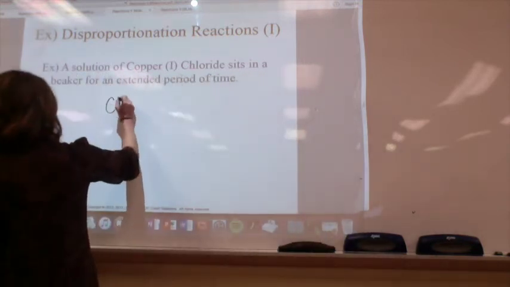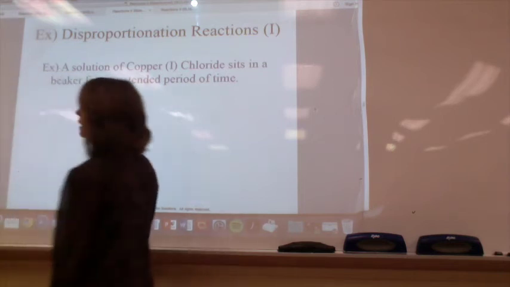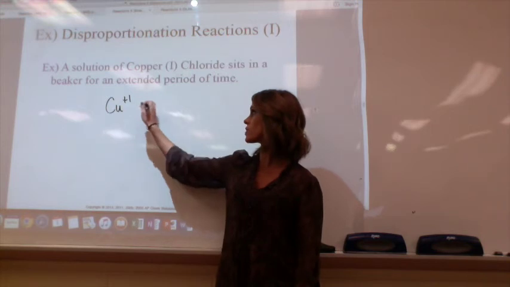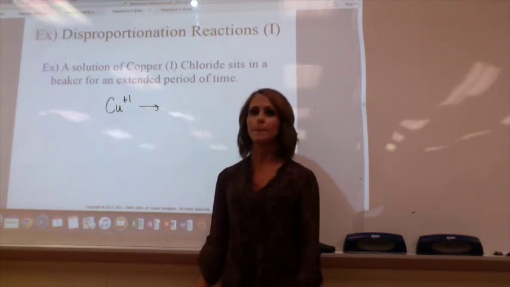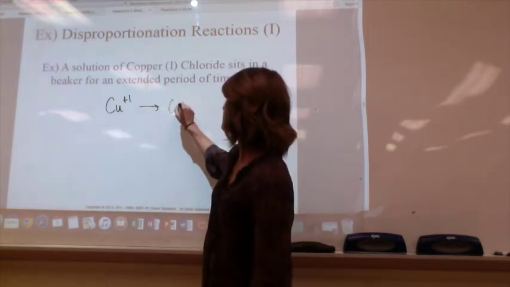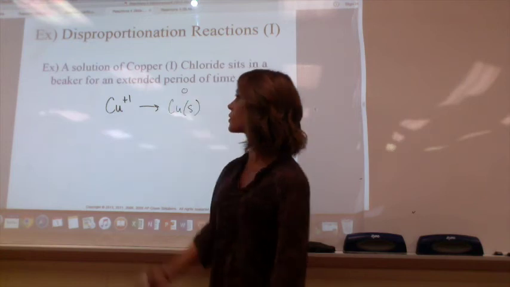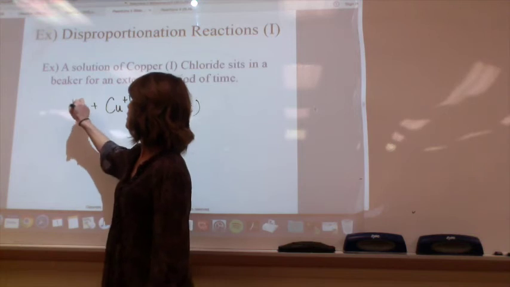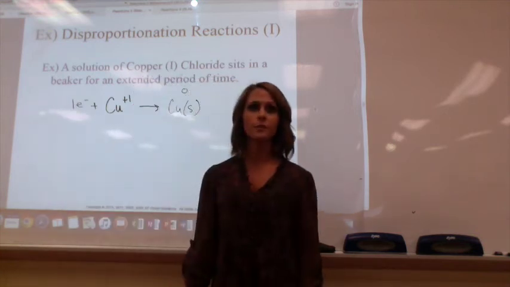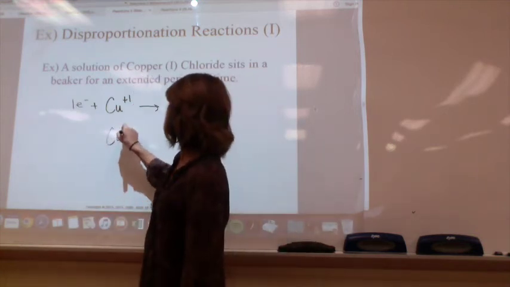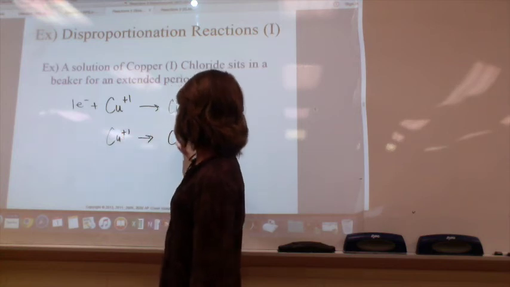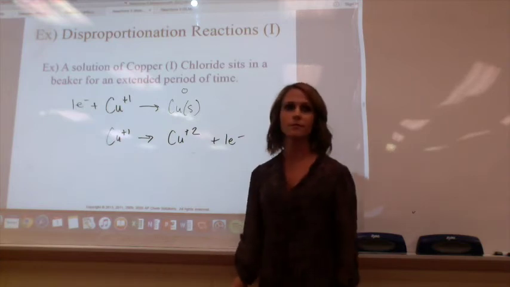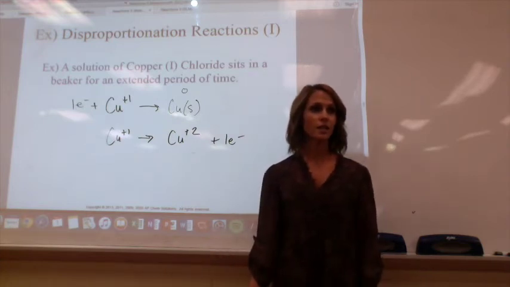So I have Cu plus 1, right? I'm going to reduce it and oxidize it. So first step, let's reduce it. What does it become? Cu solid, yep, because that would give me the 0 state. So I just reduced it and I added an electron because it gained an electron. All right, then I have Cu1 again. I'm going to oxidize it. It becomes Cu plus 2. I lose 1 electron. Agreed?